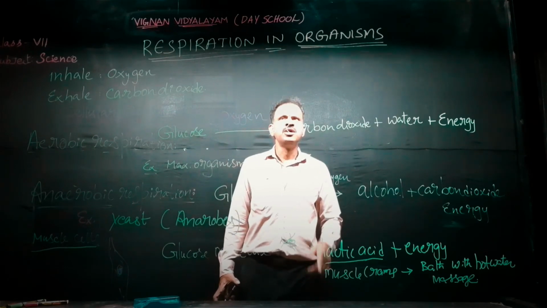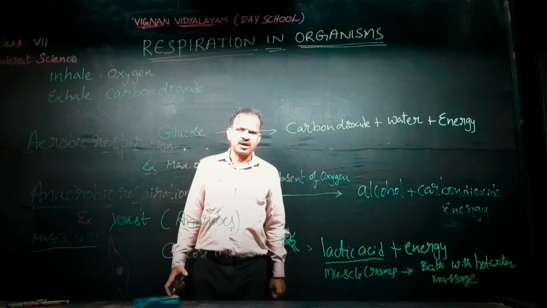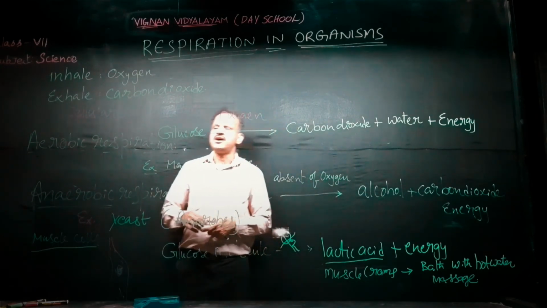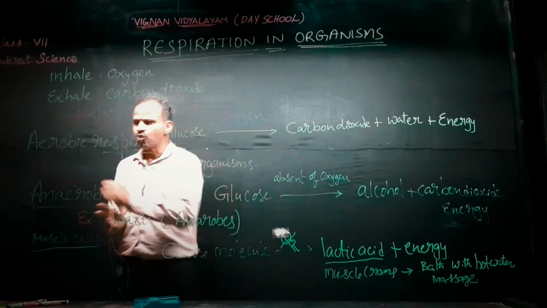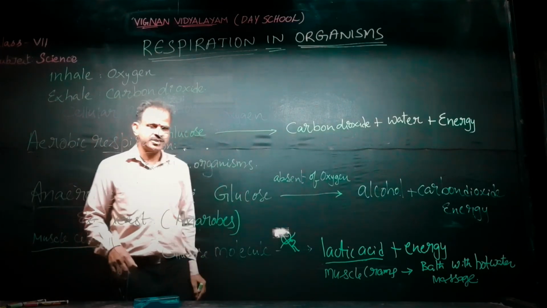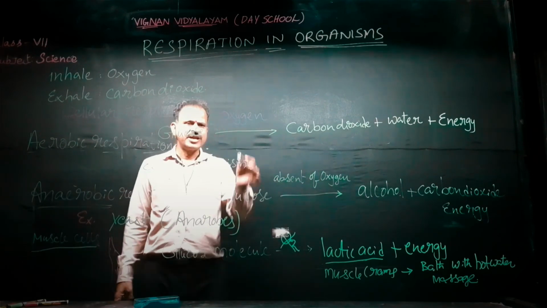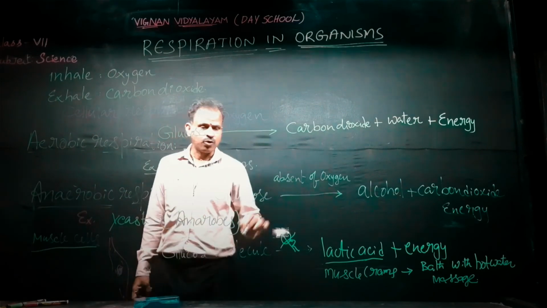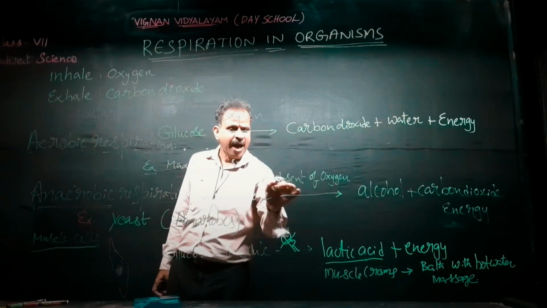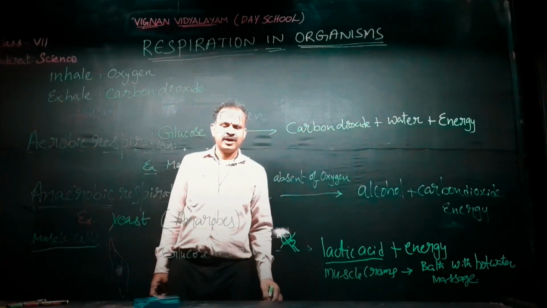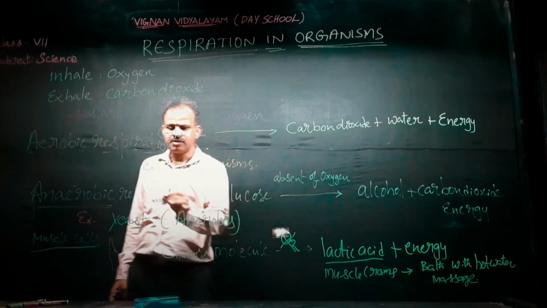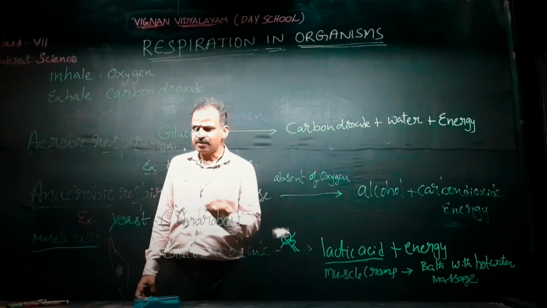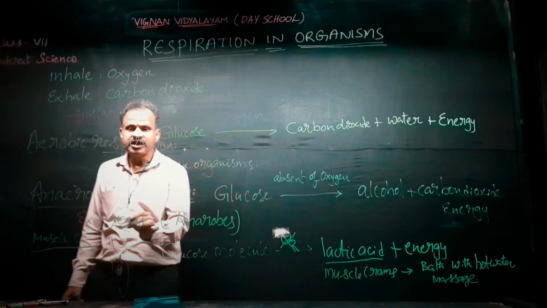So this is about respiration in organisms. Children, once again I am repeating. Respiration is of two types, that is aerobic respiration and anaerobic respiration. Aerobic respiration takes place in the presence of oxygen. Anaerobic respiration takes place in the absence of oxygen. Example for aerobic respiration, all living organisms. Example for anaerobic respiration, yeast cells.